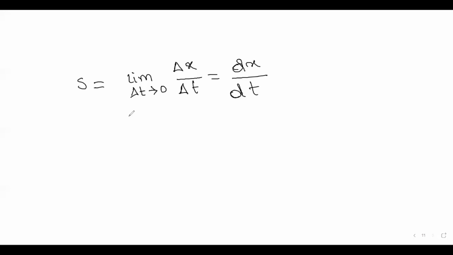So we have learned about instantaneous speed and average speed, and after that we are going to learn about uniform speed. So what is uniform speed? A body is said to be moving with uniform speed if it covers equal distances in equal intervals of time.